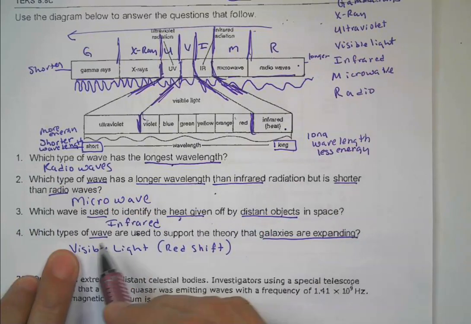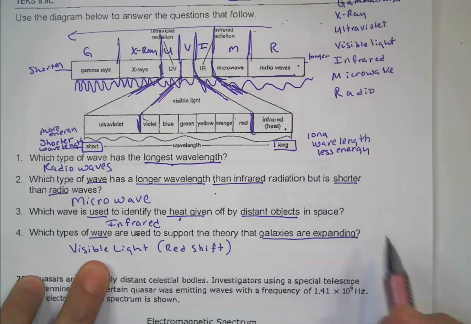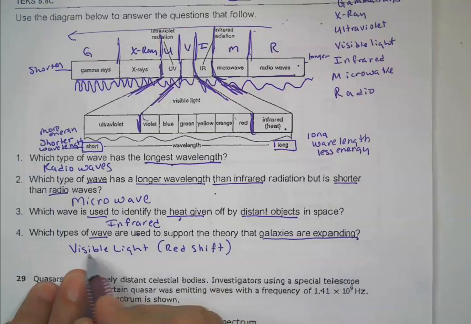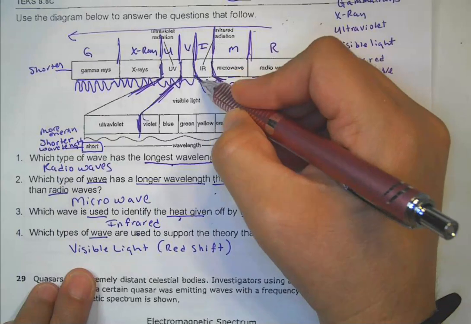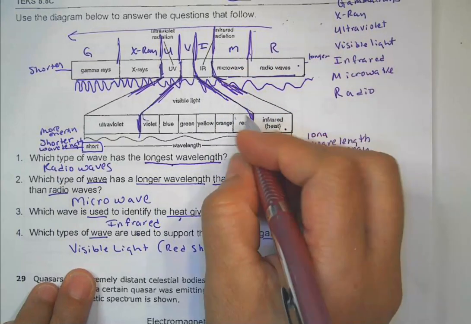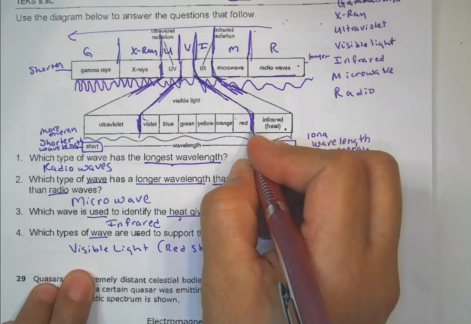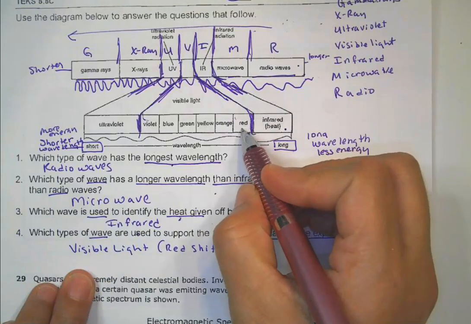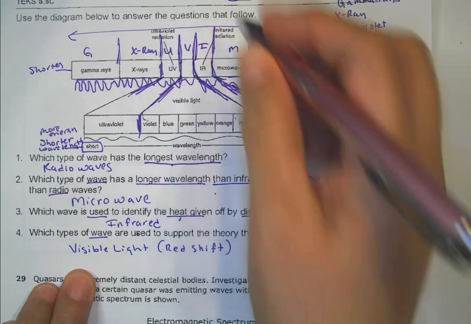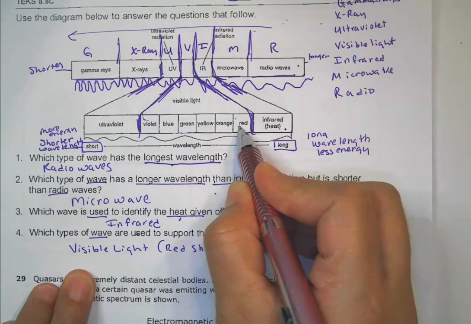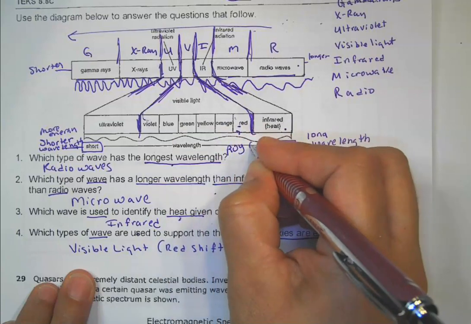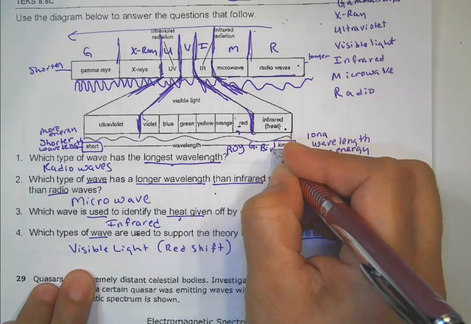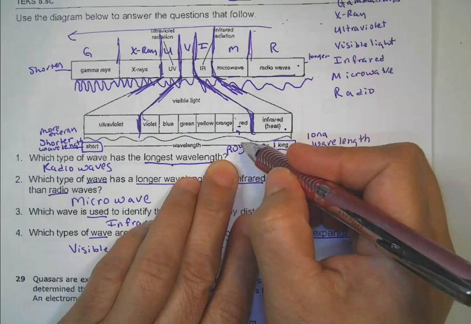It says, what type of wave is used to support the theory that galaxies are expanding? That one, guys, is part of the visible light. When we're talking about visible light, we're talking about what we used to talk about in elementary school: the colors of the rainbow. Those are the ones included in the visible light. We used to say ROY G. BIV.